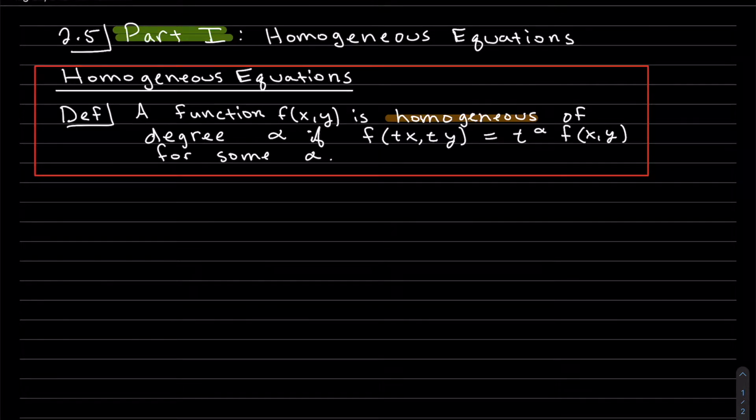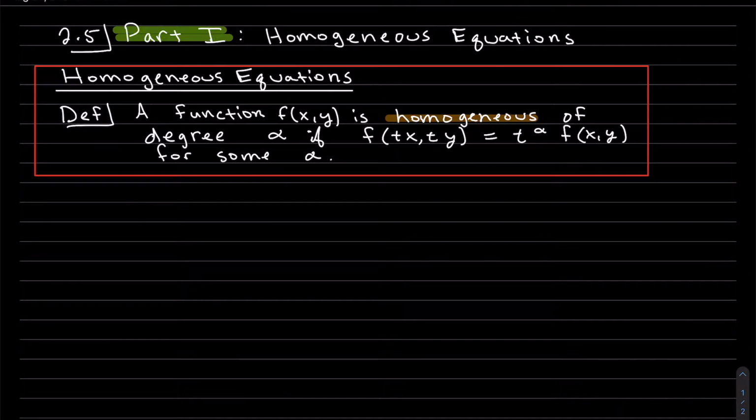Okay, so this is section 2.5, homogeneous equations and substitutions. This is just the first part of it. We're going to start with homogeneous equations, and we're going to learn solving differential equations by substitution. So we're going to start with the definition of homogeneous.